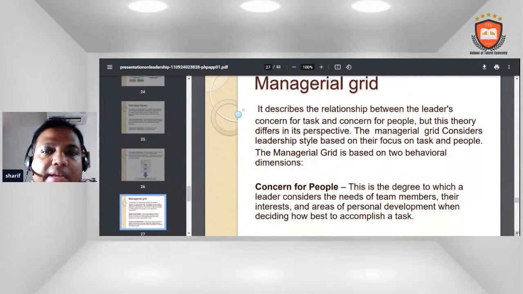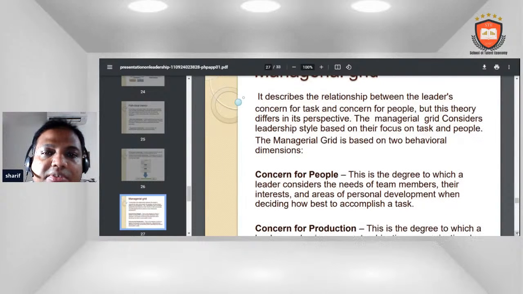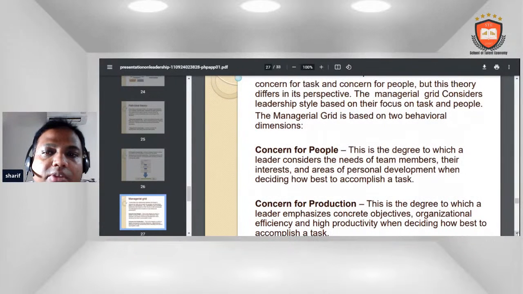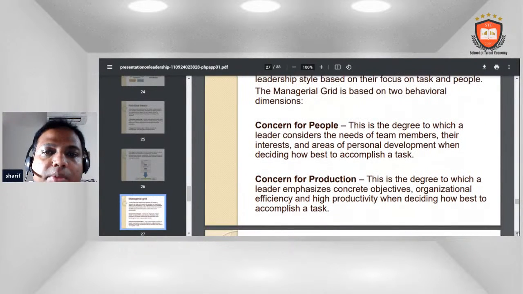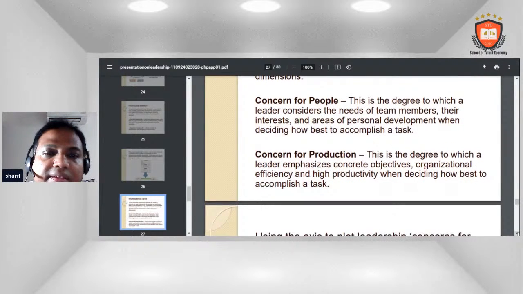Managerial grid. It describes the relationship between the leader's concern for task and concern for people, but this theory is different in its perspective. The managerial grid considers leadership style based on this focus on task and people. The managerial grid is based on two behavioral dimensions. Concern for people is the degree to which a leader considers the needs of team members. This includes an area of personal development when deciding how best to accomplish a task.